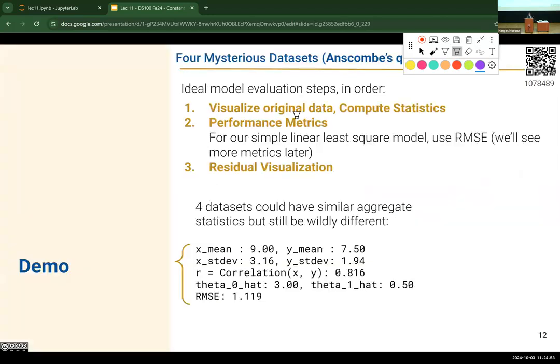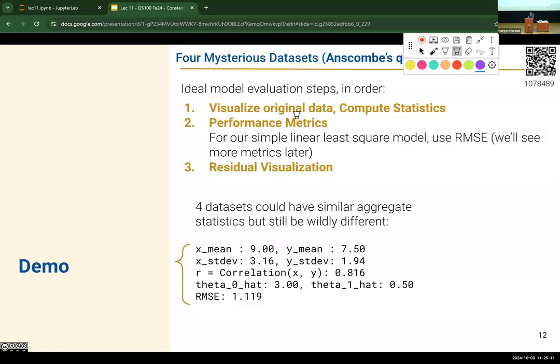So I'm going to start by talking about a specific data set. I'm going to show you the demo. This specific data set is called Anscombe's Quartet. There are 4 data sets in it, and we're going to take a look at the characteristics of all of these 4 data sets.